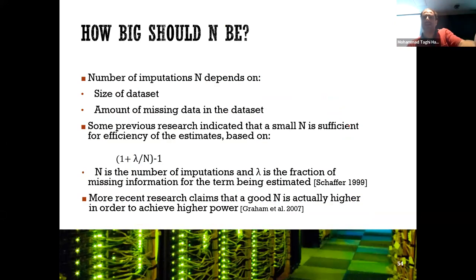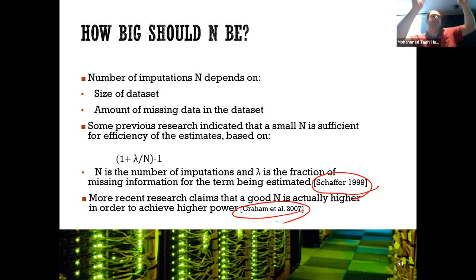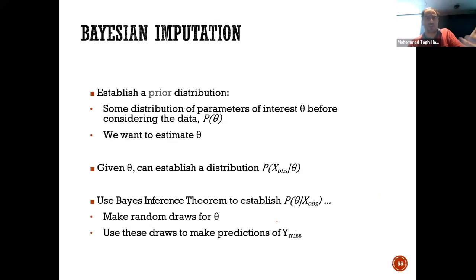But there is some research going on, for example, with Schafer, 1999, or Graham. These people discuss how many times you should do this multiple imputation, according to how much missing data you have and how much data you have. If you have a little bit of missing data and lots of known data, maybe you can just do it a few times. But if you have lots of missing data, you may need to do more. There are some computations that people have done. You can read them. These are, again, more researchy things.